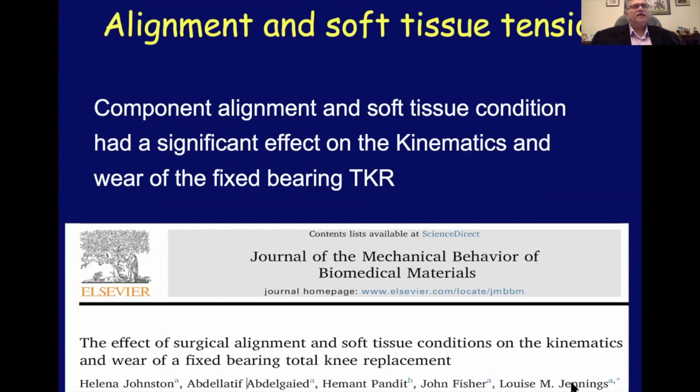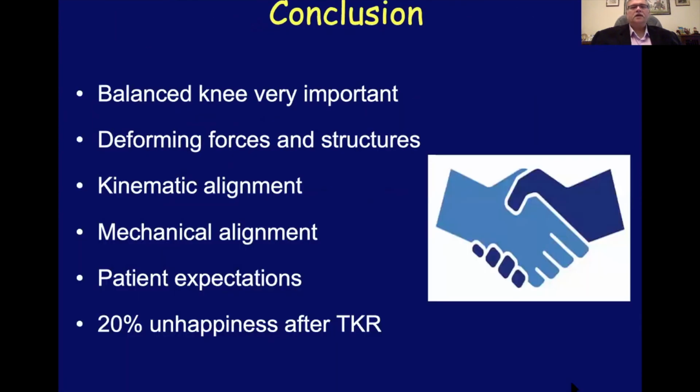Alignment and soft tissue tension run hand in hand. The component alignment and soft tissue condition has a significant effect on kinematics and the wear of fixed bearing total knee replacements, and is something that needs to be kept in mind when we carry out the procedure. In conclusion, balancing the knee is extremely important, but in order to do that, we need to understand the deforming forces and structures.